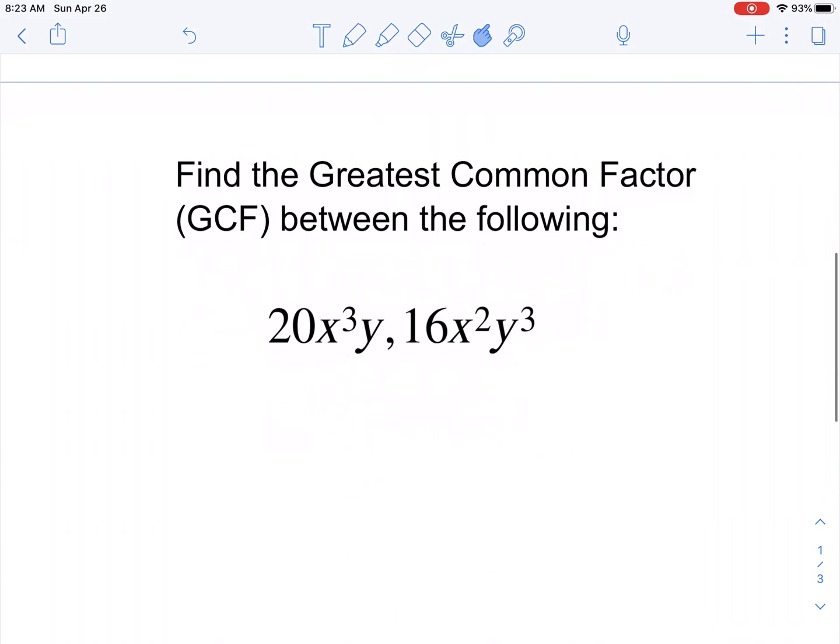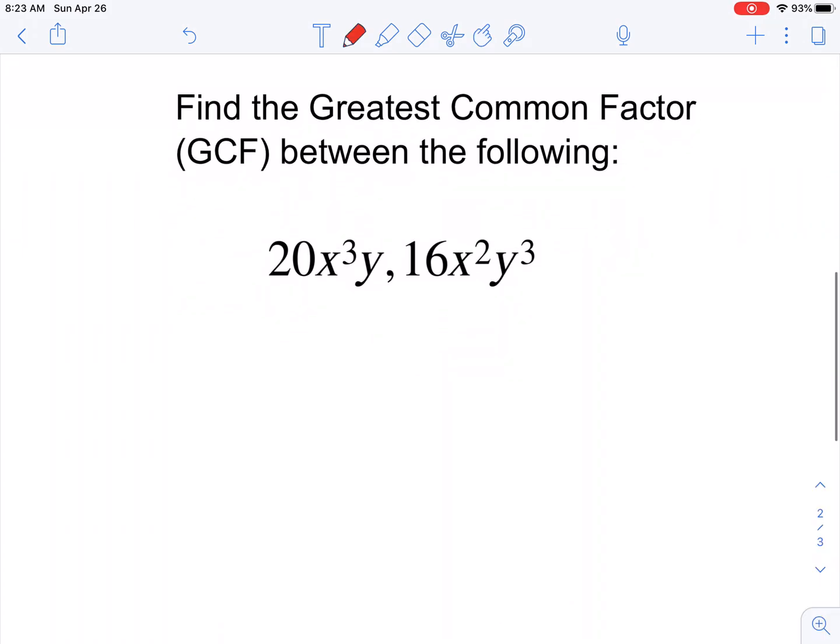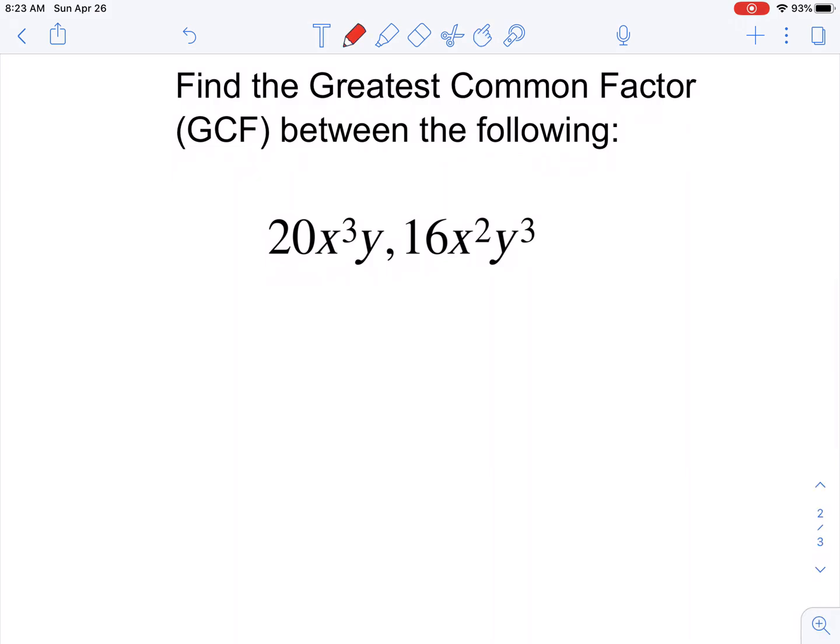So, for example, say I've got these two terms right here. I've got 20x to the third y and 16x squared y to the third. I want to find the greatest common factor between those two terms. There's several ways we can go about it. Some people are really good at just looking at two numbers and figuring, oh, I know what that is right away. Other people need a process. So what I like to do is show a process on how to find the greatest common factor between two numbers, and then eventually we'll get to a point where we can just look at it and tell what it is.